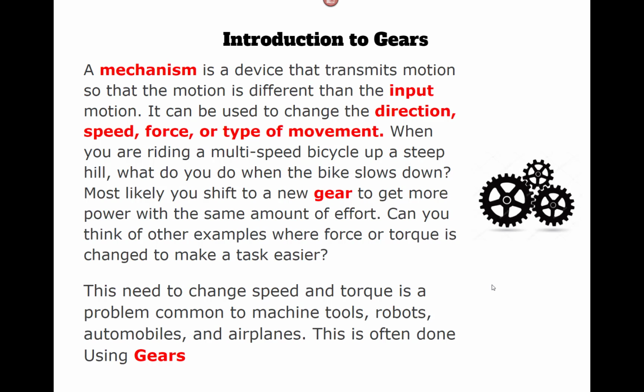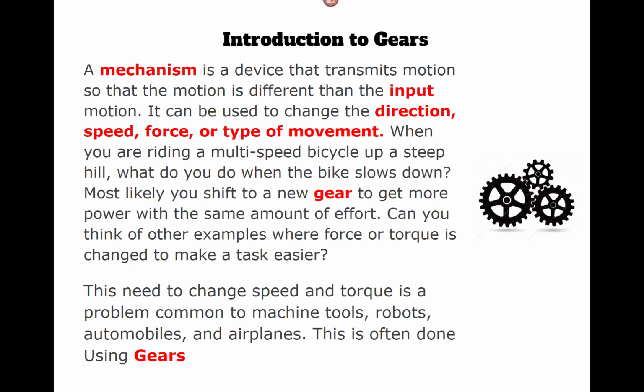When you are riding a multi-speed bicycle up a steep hill, for example, what do you do when the bike slows down? Most likely you shift to a new gear to get more power with the same amount of effort. Can you think of other examples where force or torque is changed to make a task easier?